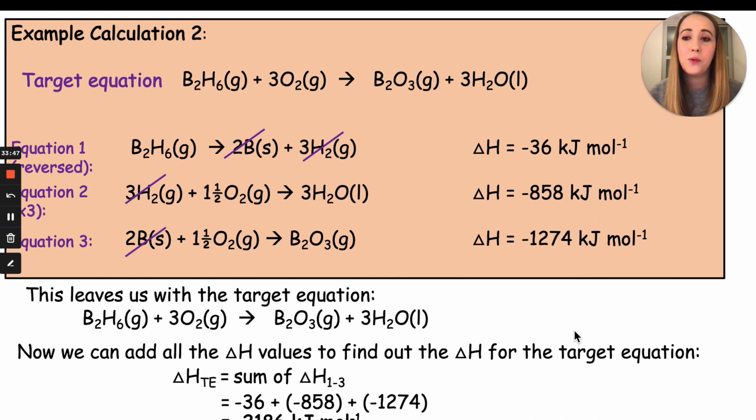Okay, so you can see for this equation, we just went through the exact same process as the previous question. Both calculations are very similar, it's the same method, same process. It's just different equations and different chemicals that you're working with and different delta H values.